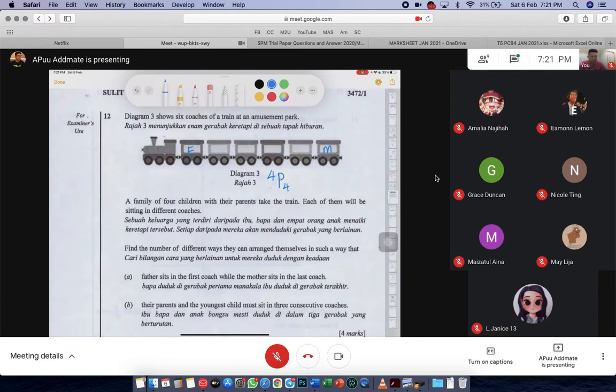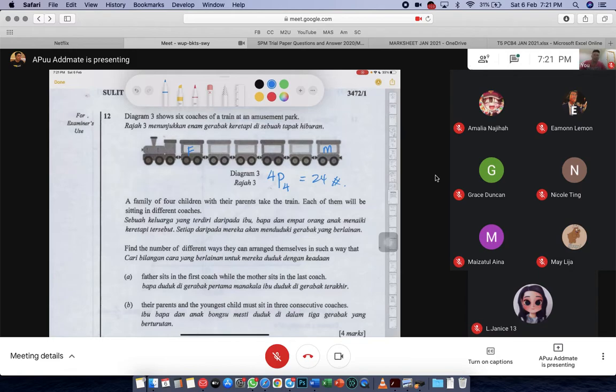Is that what you are thinking of? Is it the same? Yes. So what is 4P4 for me? 24. So that's your answer for the first one, right? Soalan A, jawapan dia 24.